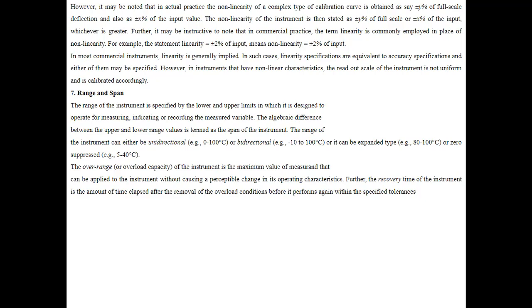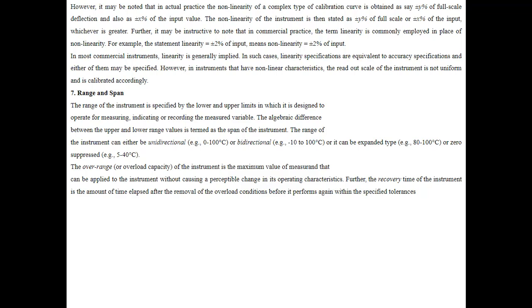Further, it may be instructive to note that in commercial practice, the term linearity is commonly employed in place of non-linearity. For example, the statement linearity is equal to plus or minus 2% of input means non-linearity is equal to plus or minus 2% of input. In most commercial instruments, linearity is generally implied. In such cases, linearity specifications are equivalent to accuracy specifications and either of them may be specified. However, in instruments that have non-linear characteristics, the readout scale of the instrument is not uniform and is calibrated accordingly.